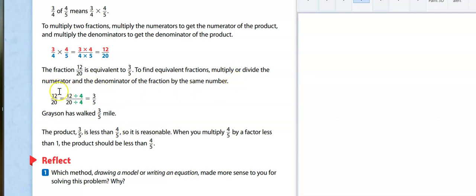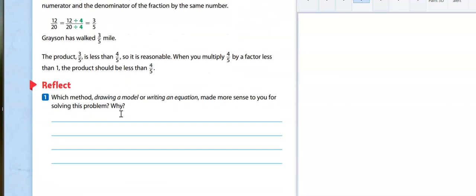So if I want to simplify 12 over 20, I need to divide by the same number that will give me 3/5. So I know if I divide 12 divided by 4, I will get 3. Now I need to divide the denominator by that exact same number. So 20 divided by 4 will give me 5. I have now found my equivalent fraction of 3/5. So I know Grayson has walked 3/5 mile.